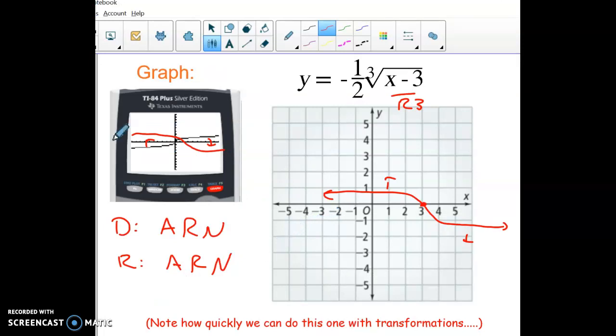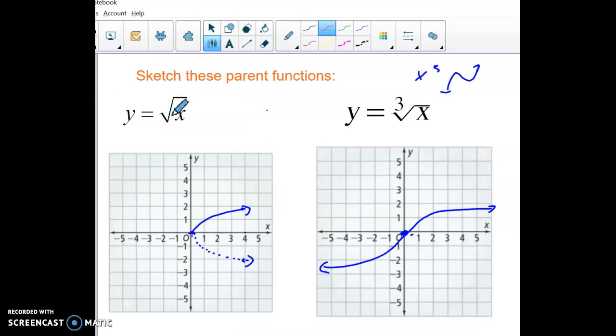This one is just graphing, right? We're graphing, and remember that there are 2 parent shapes. So go way back to the beginning. Remember, sometimes there are the square root ones, and sometimes there are cube root ones, and so the graphs look different depending on which type it is.